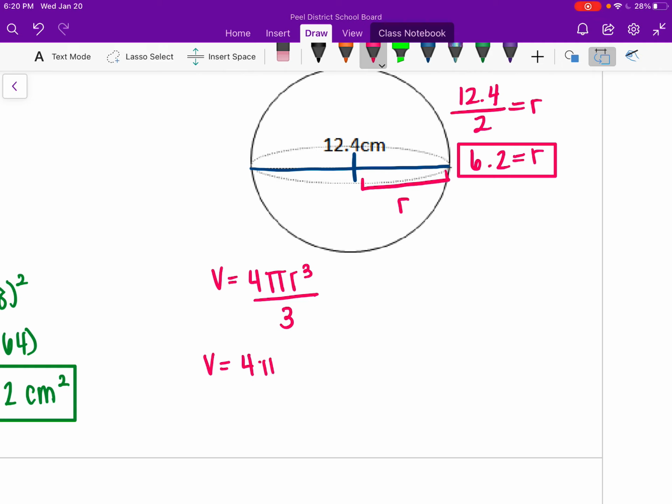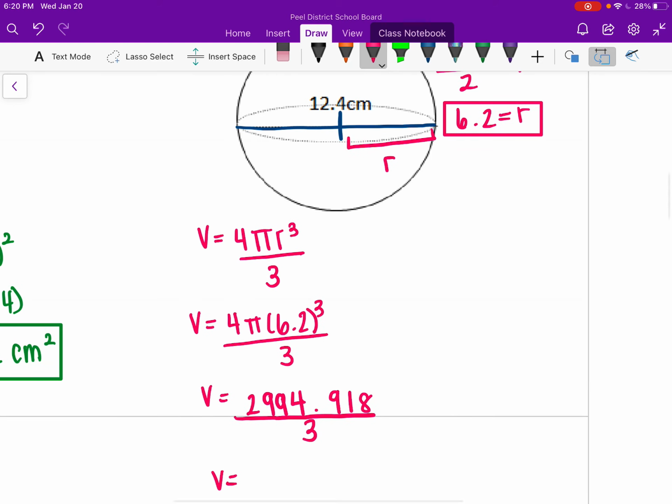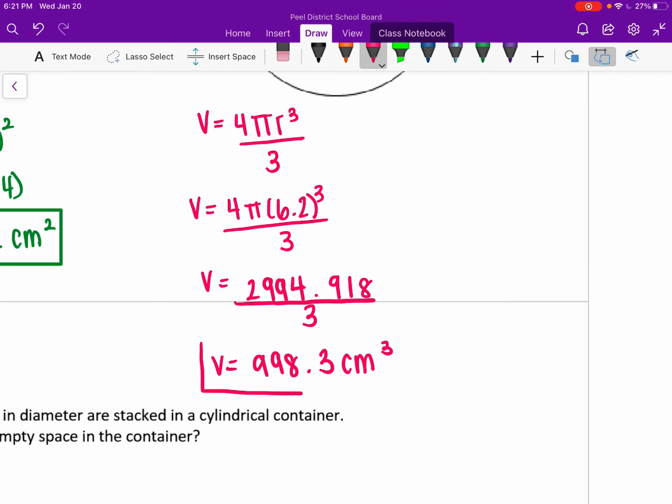V equals 4 pi times 6.2 cubed divided by 3. Let's do the top portion first. 6.2 cubed is going to give me 238.328 times 4 times pi, which gives me 2,994.917976 and so on. For the purposes of writing it down I'll round this, but in my actual calculator I'm just going to plug in the ANS feature and divide that by 3. I get 998.3 centimeters cubed, and that's my volume.